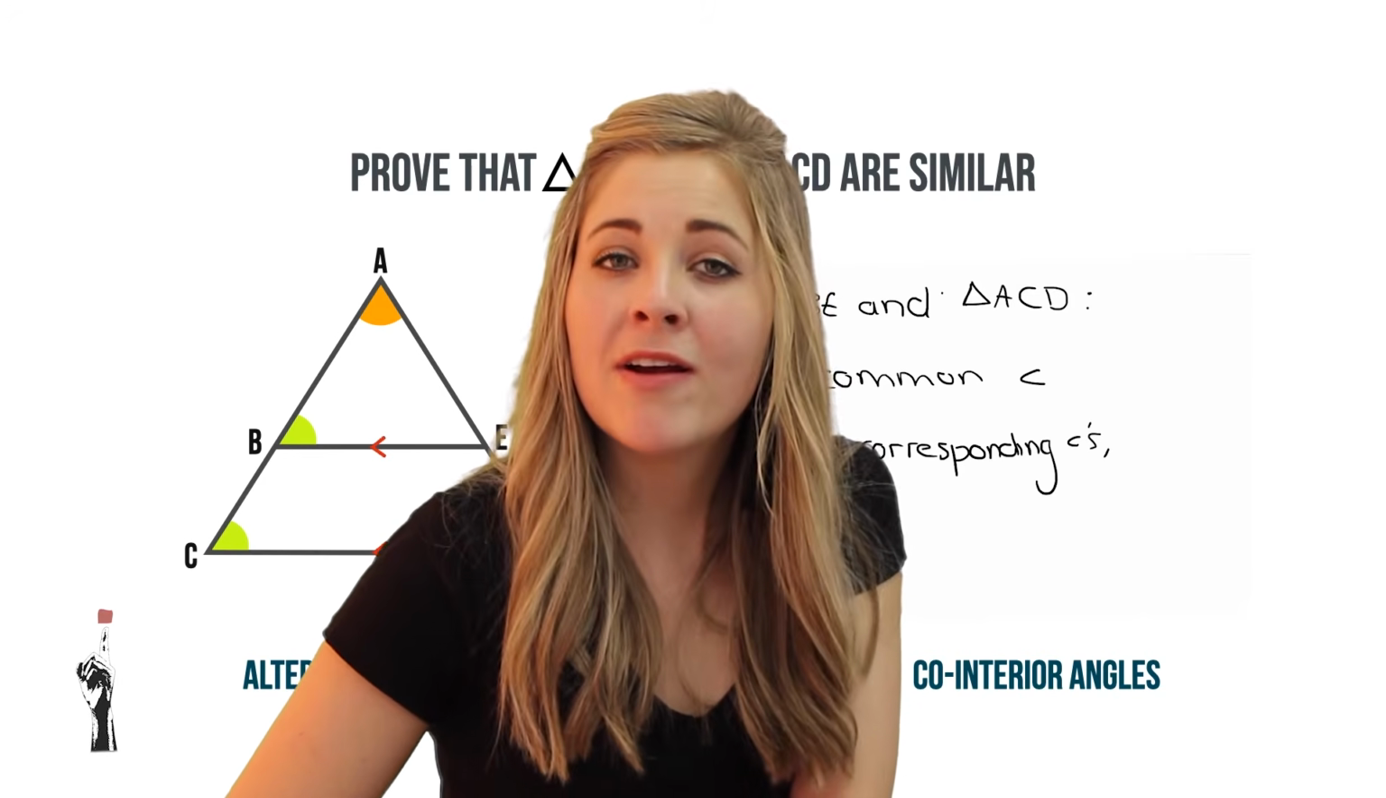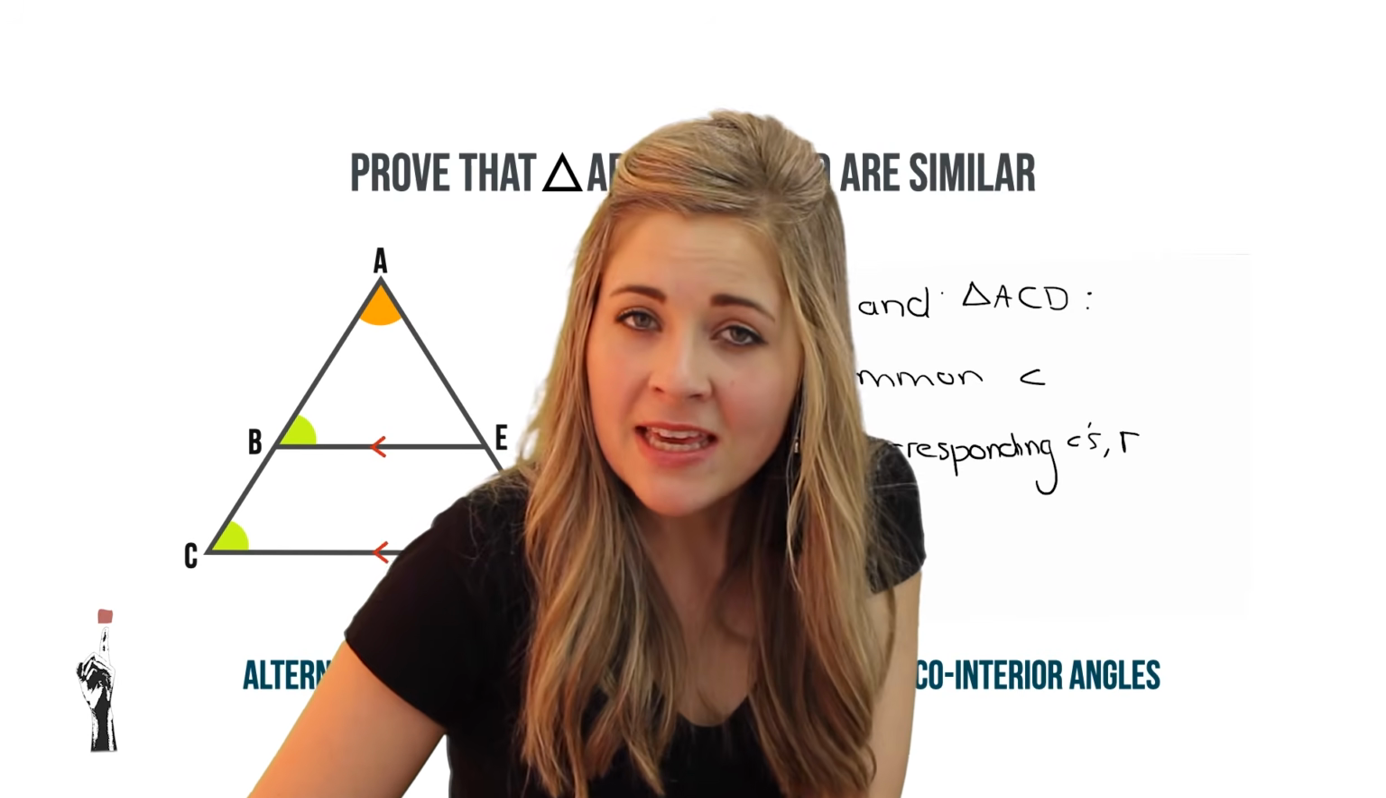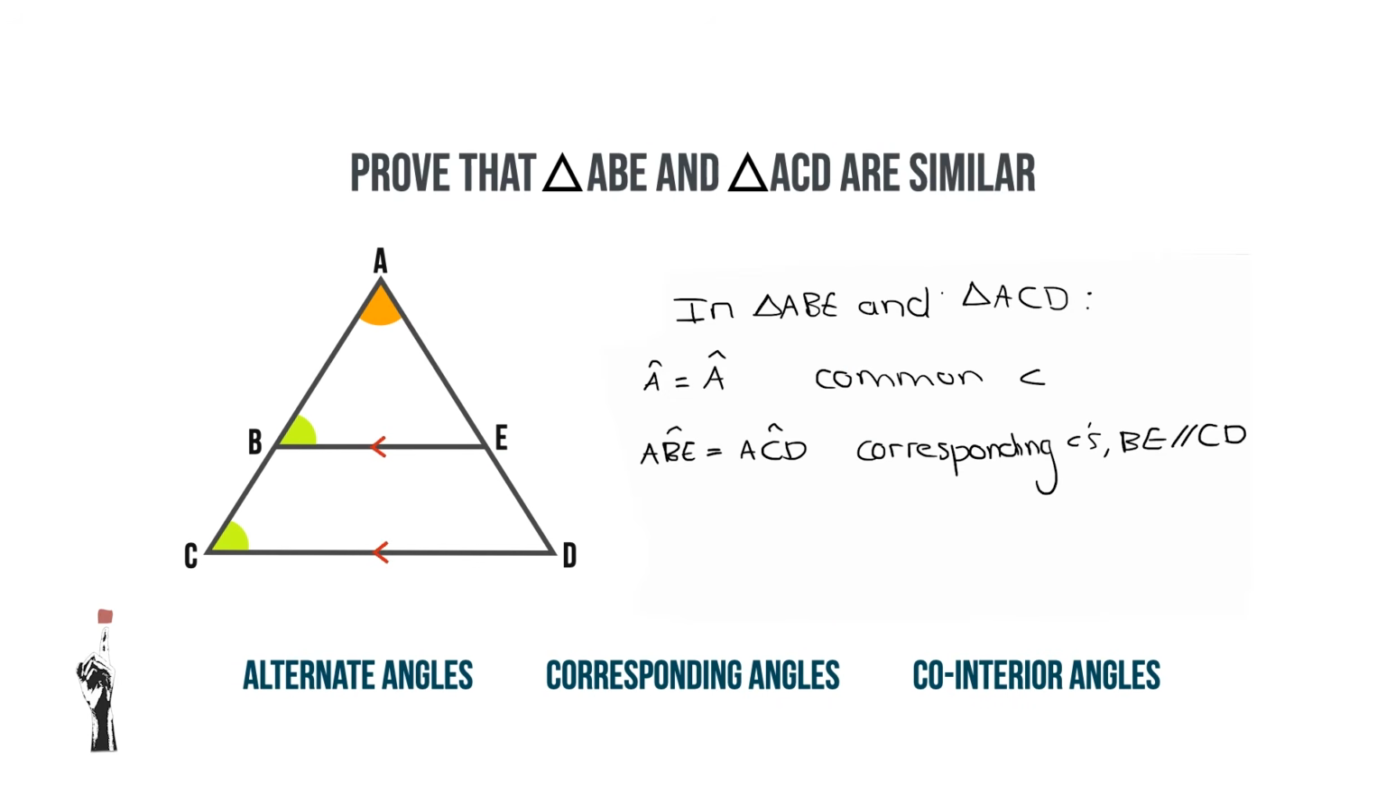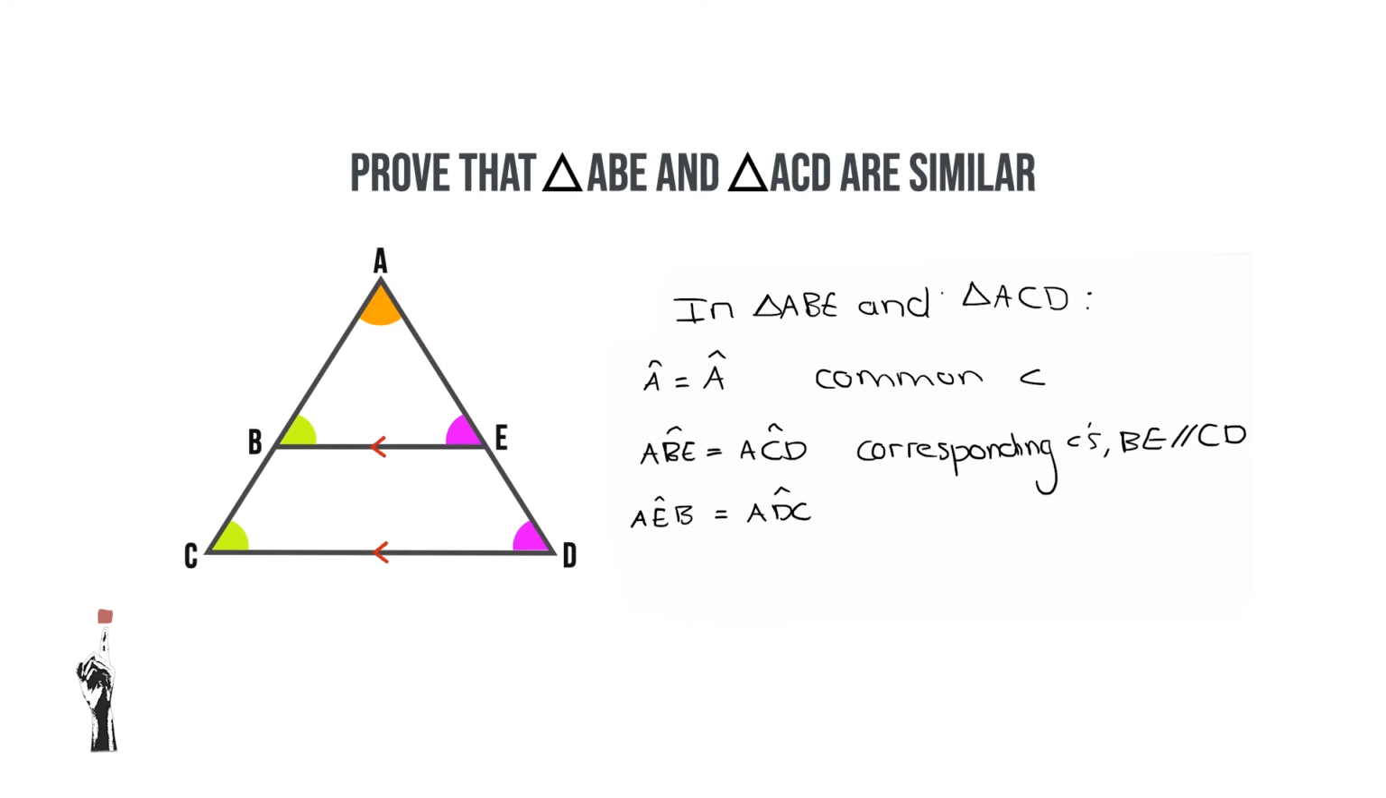Always remember to write your parallel lines with. So I write BE parallel to CD. Furthermore, I find the same reason for angle AEB and angle ADC. I see another F, which means I once again have corresponding angles. Therefore, I see that angle AEB is equal to angle ADC. So I can write angle AEB is equal to angle ADC. With the same reason corresponding angles, line BE parallel to CD.